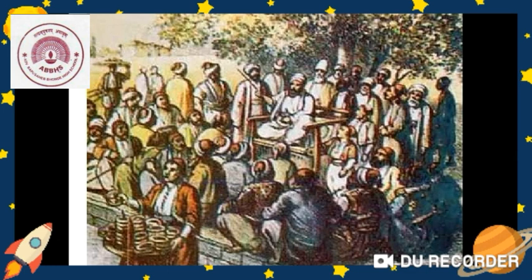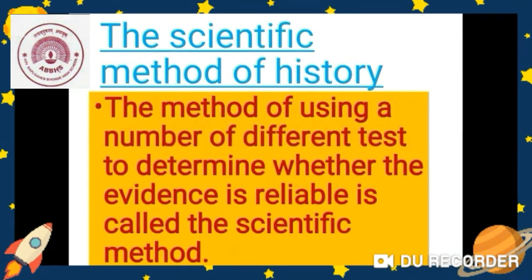History uses the scientific method. The scientific method of history means the method of using a number of different tests to determine whether the evidence is reliable. Children, reliable means to check, to correct.